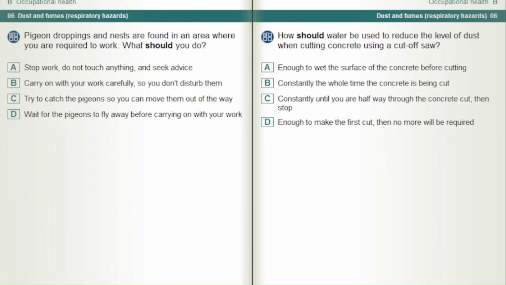How should water be used to reduce the level of dust when cutting concrete using a cut-off saw? Enough to wet the surface of the concrete before cutting. Constantly the whole time the concrete is being cut. Constantly until you are halfway through the concrete cut, then stop. Enough to make the first cut, then no more will be required.